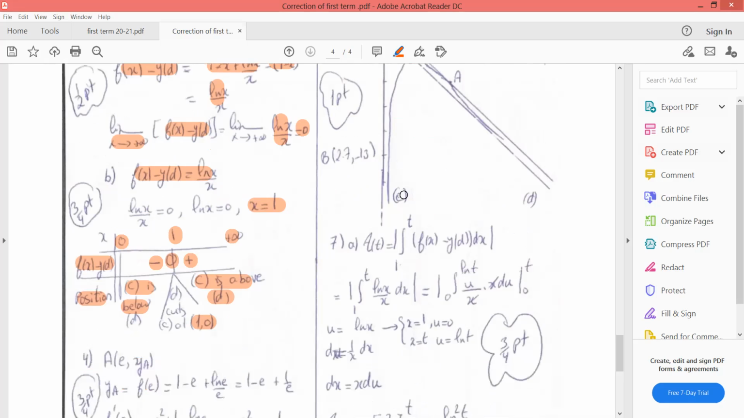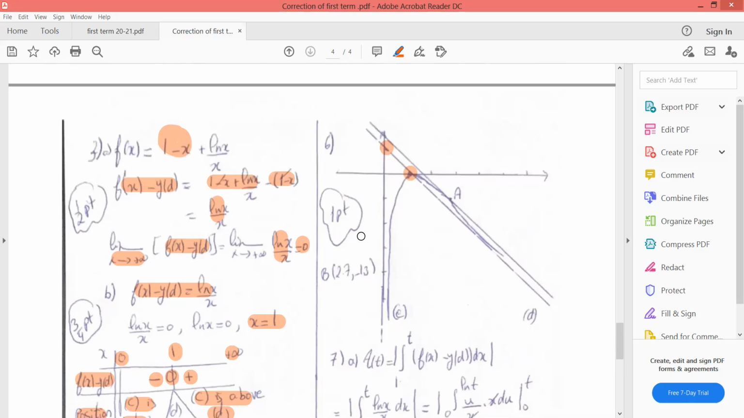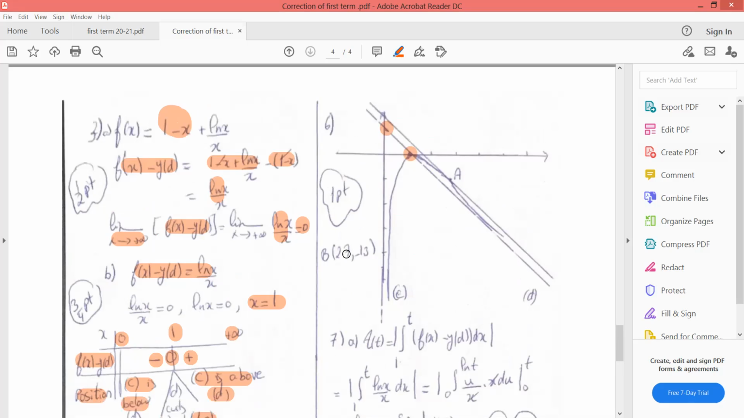The tangent at A, or B, the same, is at 2.7, with y equal to minus 1.3. This is point B or A. And it will be parallel to the line D. This is the tangent. It is parallel because they have the same slope. So one point is enough. We know A or B, which is the same point, and we draw a line parallel to the asymptote. Also, we have the vertical asymptote x equals 0.